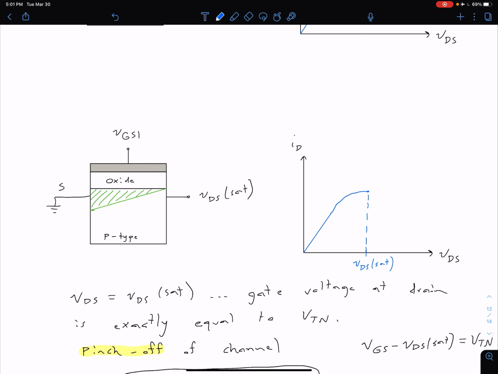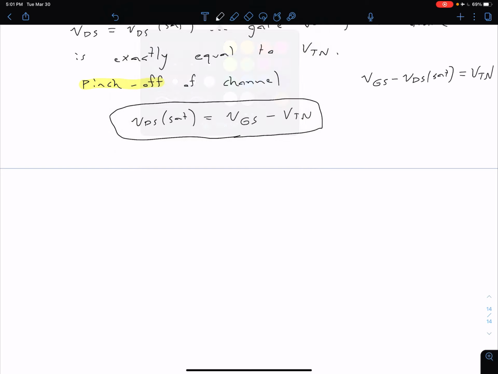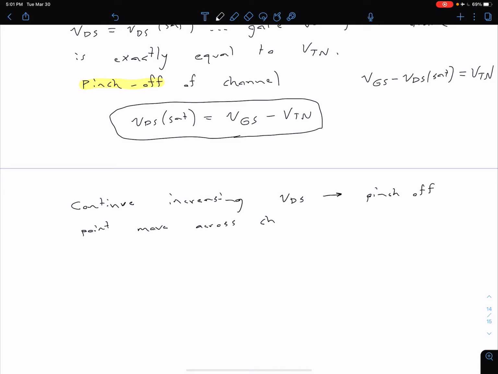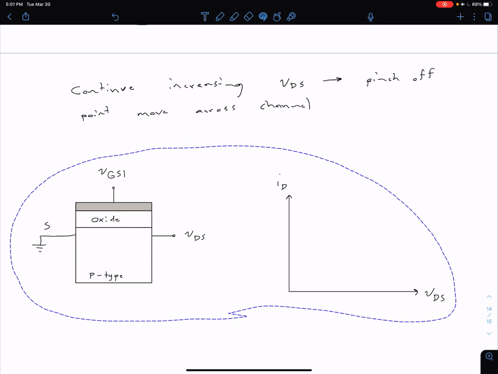at that level. So we can continue increasing this VDS actually, and what's going to happen is that pinch off point is going to be moving into the channel region. So let's say, come down here and we're going to continue increasing our VDS above our VDS sat. And what's going to happen is that pinch off point is going to move across the channel towards our source. So let's take a look at our structure and then our curve as well.